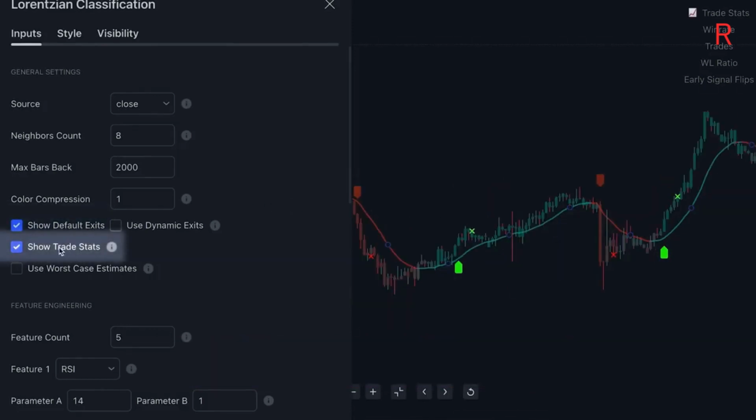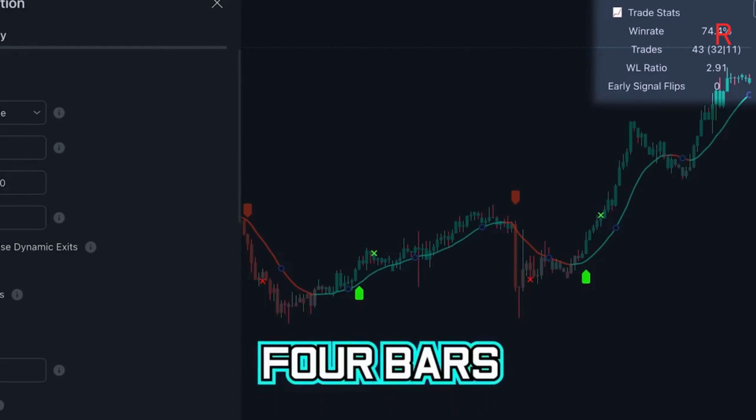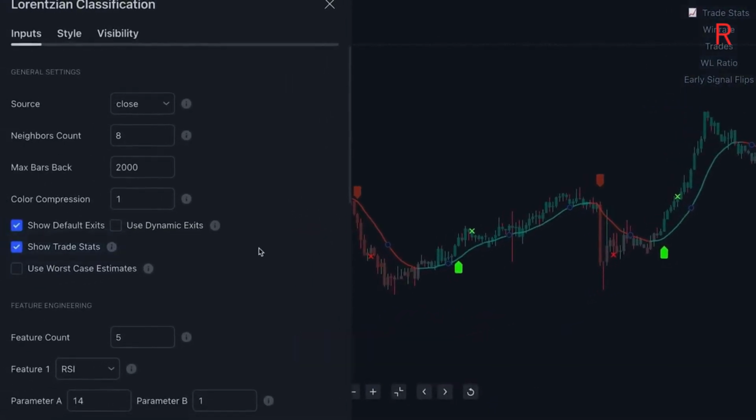The Show Trade Stats provides an estimate of the current win rate based on the current settings being used by the indicator. As you can see at the moment, this indicator has a win rate above 70%. Note this is just an estimate based on the next 4 bars after execution and should not be used as an actual backtester.